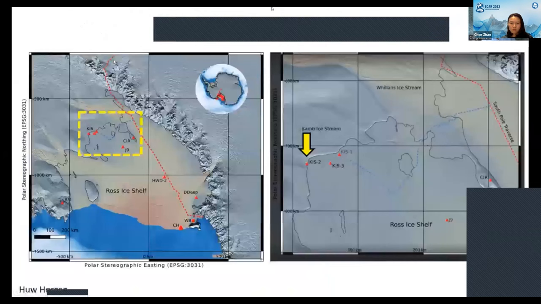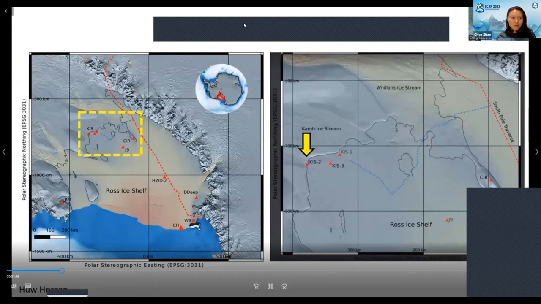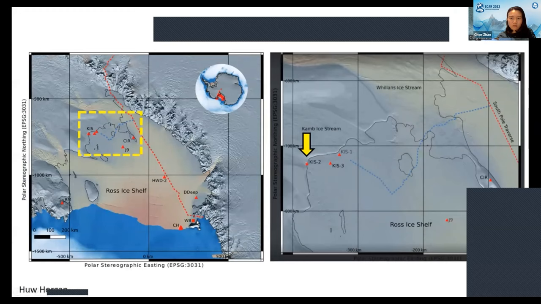So the location we're looking at, the CAM ice stream, is an arrested ice stream, and hence the interest is, with a warming ocean, will this help free up something that will increase drainage from East Antarctica? Scott Base and McMurdo Station are here in the bottom right.